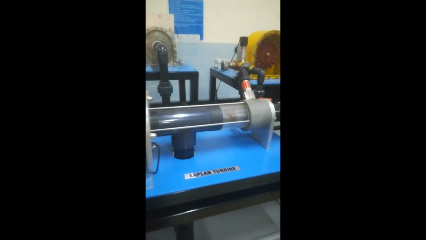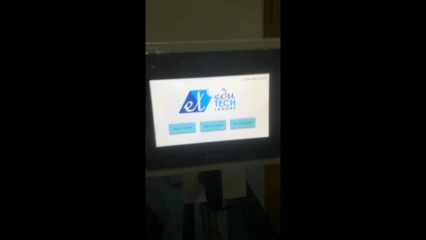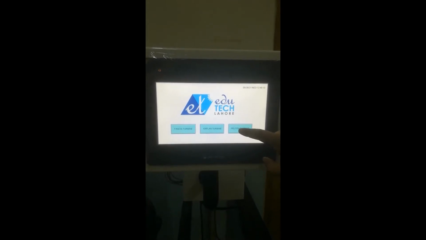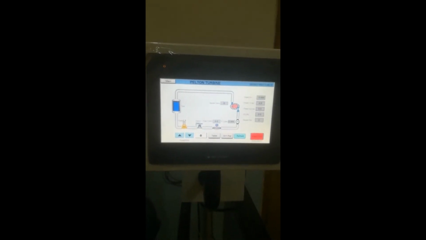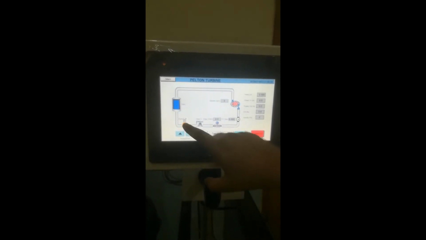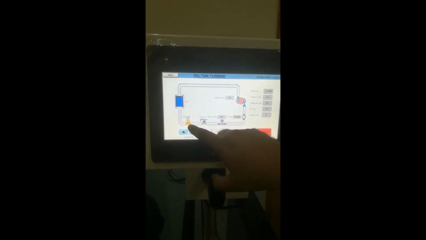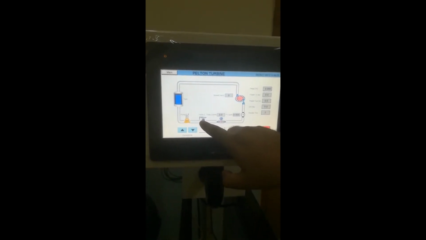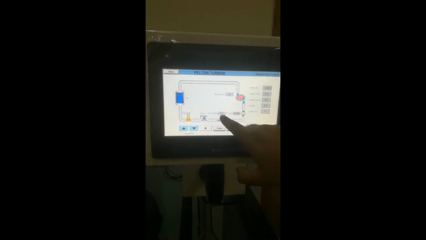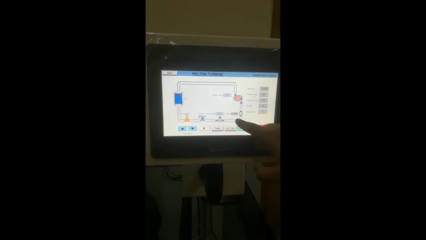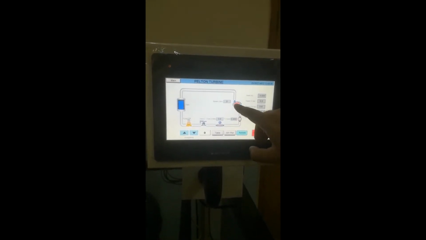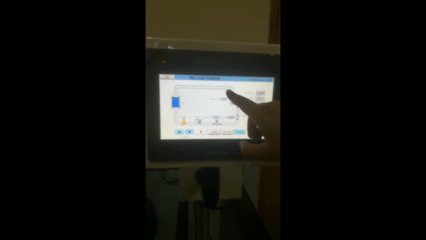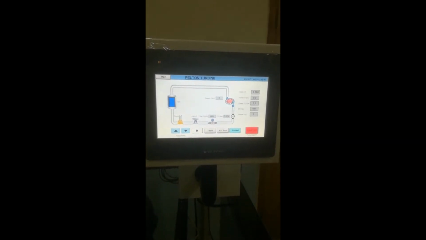So this is our operator panel. If we are working on the Pelton turbine, we will first select the Pelton turbine. This is the schematic of the Pelton turbine. From the tank, the pump will pump the water to valve 2. Valve 2 is open. Here it will show the flow rate, and after that we have a pressure gauge, and then we have the turbine, which is the Pelton turbine. So this is the schematic diagram of the Pelton turbine.